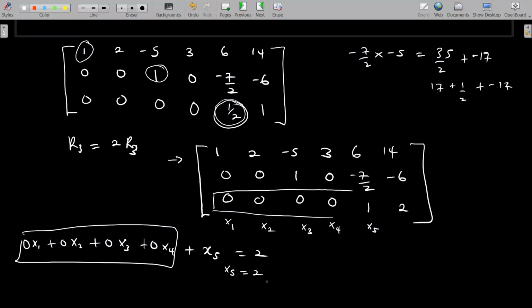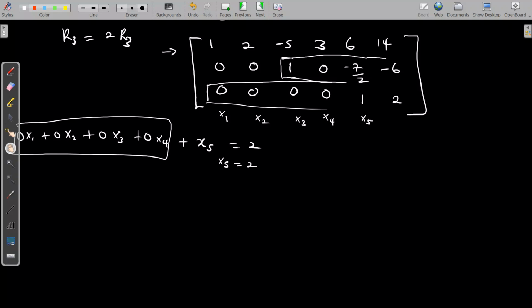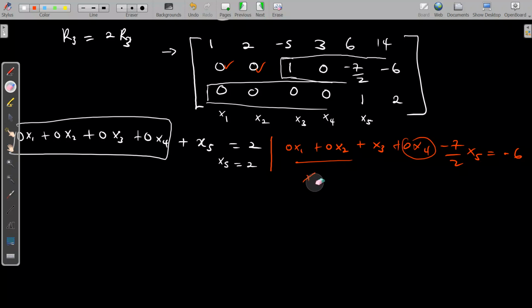So x5 is 2, so you're going to go to the next step and use x5 equals 2 to solve for any other variable you can. Alright, so on the row just above, you're going to have 0x1, 0x2, and then plus 1x3 plus 0x4 minus 7 over 2 x5 should be negative 6, right? So the 0x4 parts will go, so I have x3 minus 7 over 2 times x5, which is 2, should be negative 6. Now I have x3 minus 7 should be negative 6. That means that x3 is equal to negative 6 plus 7, and that is equal to 1, right? So you have that to be 1.